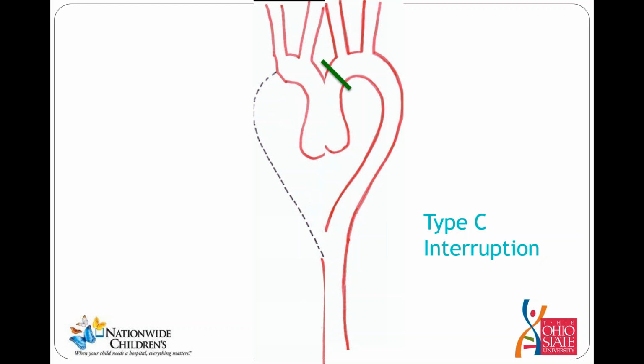And so once you know that C is for carotids and it interrupts between the two carotids, then you essentially come around the arch. That's a B, and that's an A.